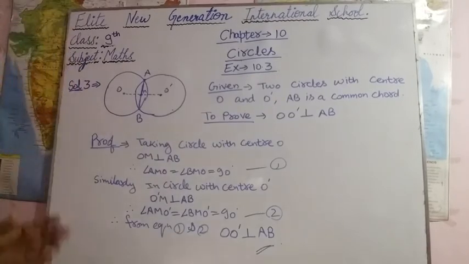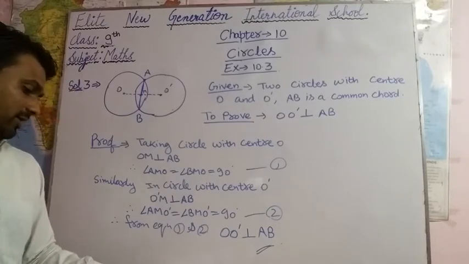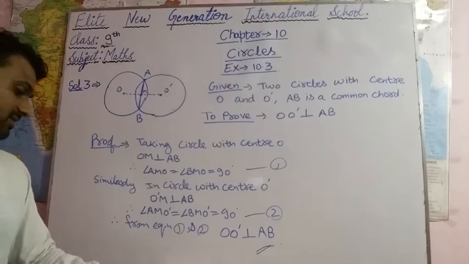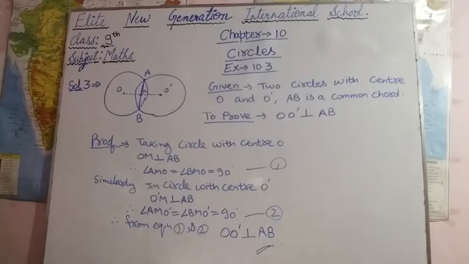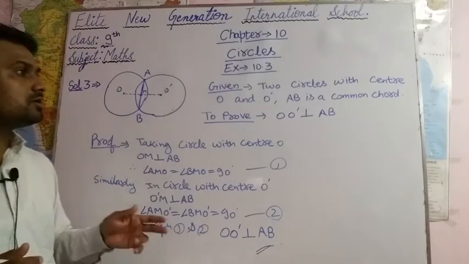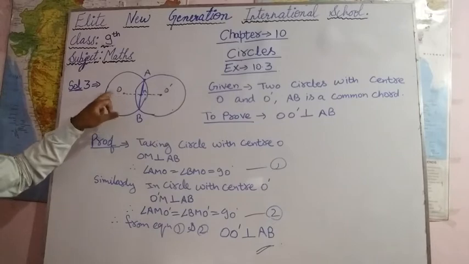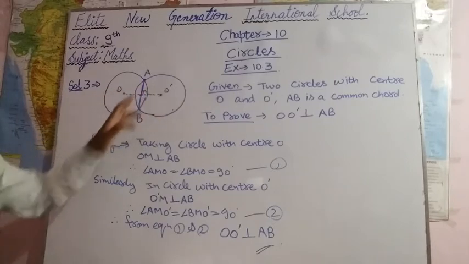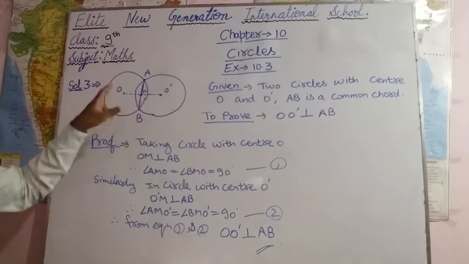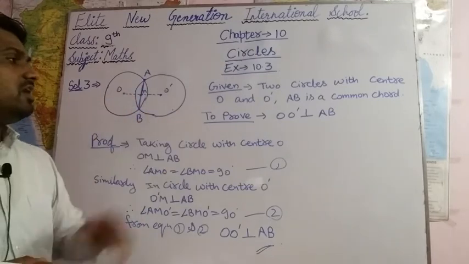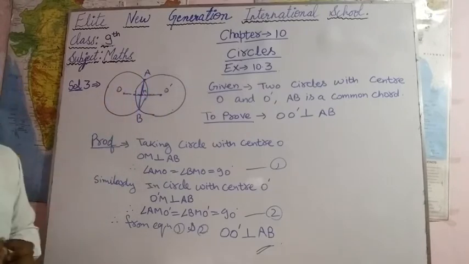In question number 3, if two circles intersect at 2 points, then we have to prove that their centers lie on the perpendicular bisector of the common chord. Here we have two circles with centers O and O dash. This circle has center O and this has center O dash. AB is the common chord between these two circles, and we have to prove that OO dash is perpendicular to AB.